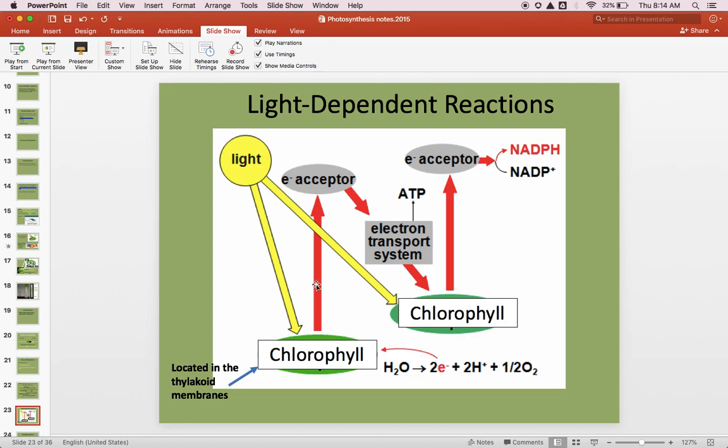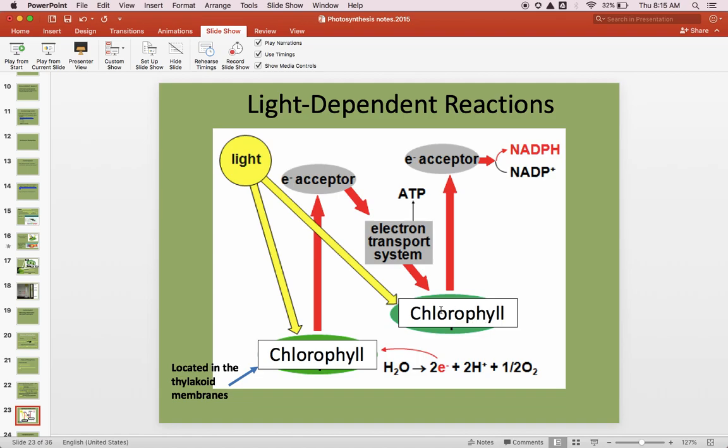So the light hits the chlorophyll, the electrons get excited, they jump up, and they jump out of chlorophyll and head to what we call the electron transport system. Now, this is something we haven't talked about yet, but I will tell you the electron transport chain is what makes ATP. So ATP is created during the light-dependent reactions, and that energy will be used to do the light-independent reactions later. Then the electron transport chain sends their electrons back to chlorophyll to get them re-energized.